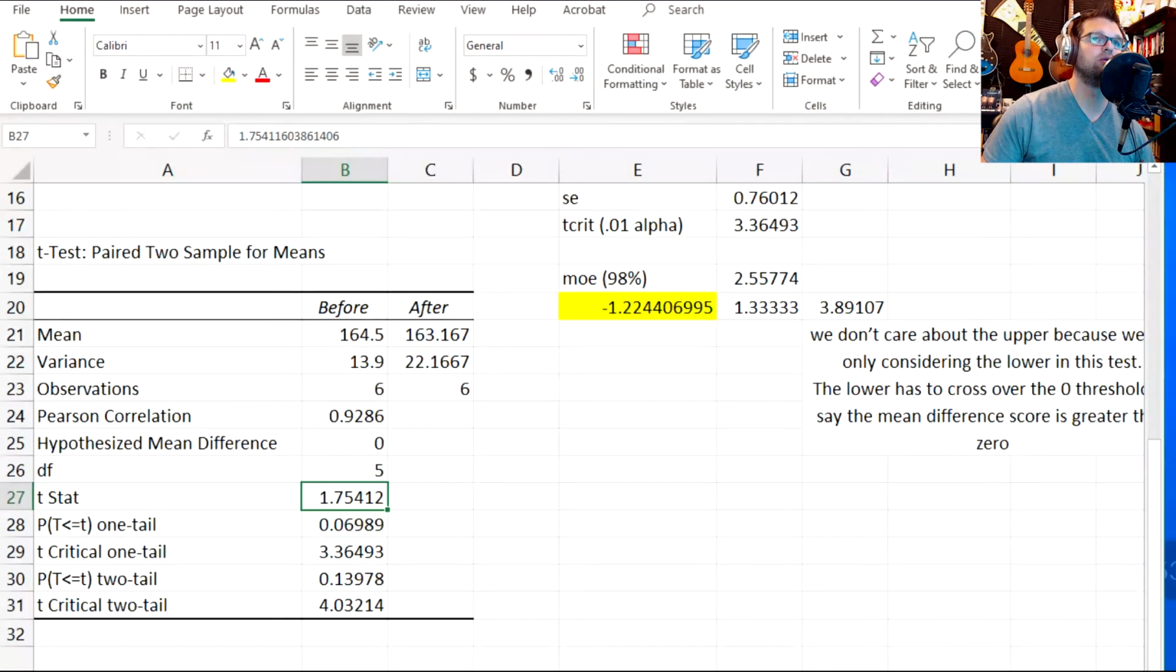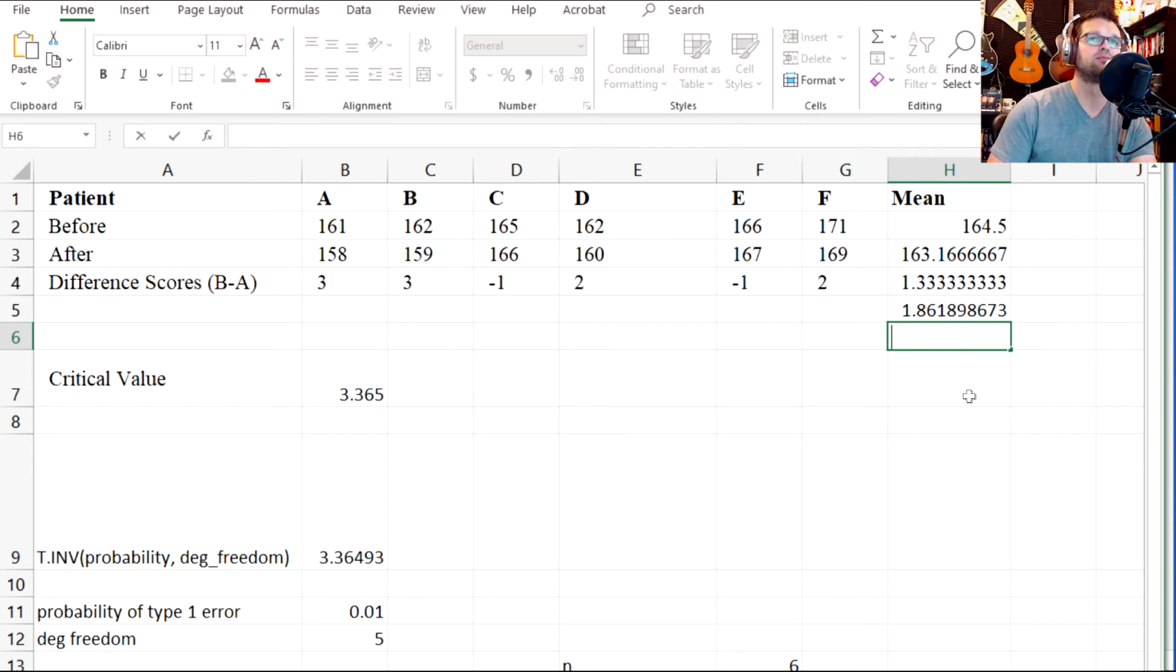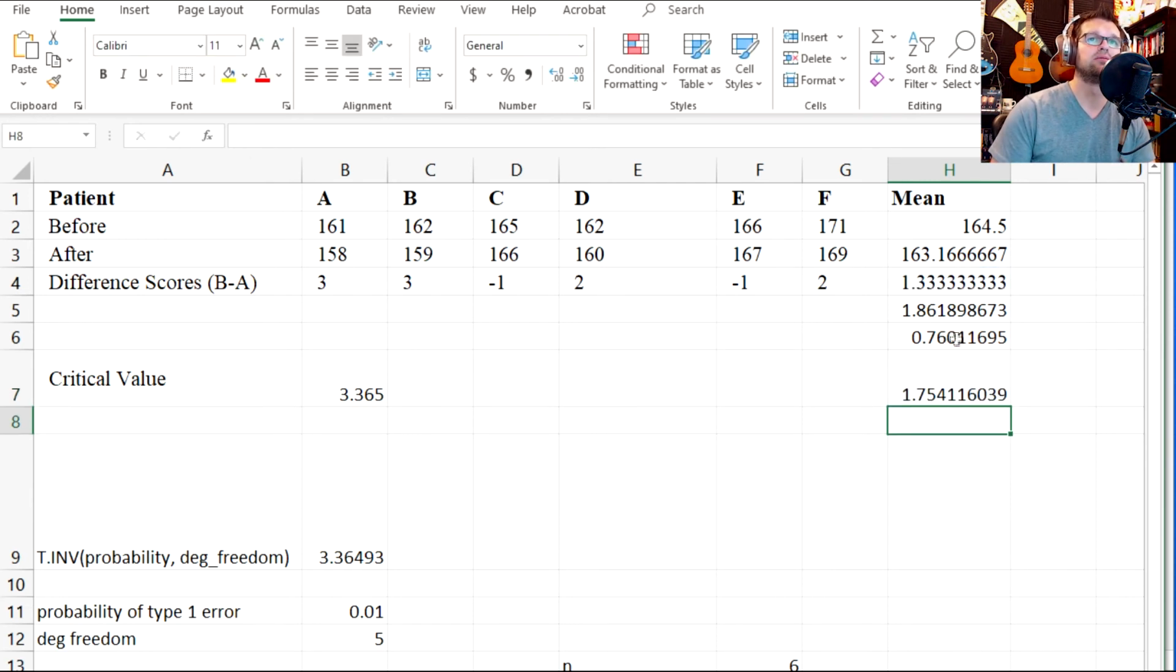So I'm going to come right here. We've got the mean difference score, which is right there. And then we've got the standard error. So this right here is the standard deviation, and so equals the standard deviation divided by the square root of 6. So that's the standard error. And now if we take the mean of the difference score and divide it by the standard error, that's going to give you your t-calculated value right there.